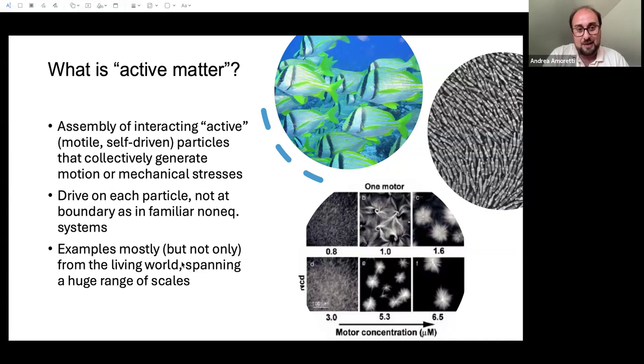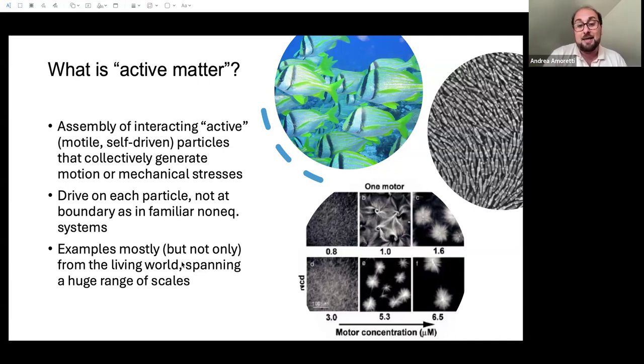Active matter is an assembly of interacting particles which are active, so they self-propel themselves and they collectively generate motion or mechanical stresses. The active force is not something that you can think about in a standard non-equilibrium system where you put just an external force or a different boundary condition that drives you out of equilibrium, but the non-equilibrium part of the problem comes from the particles themselves, which are active and propel themselves, okay?